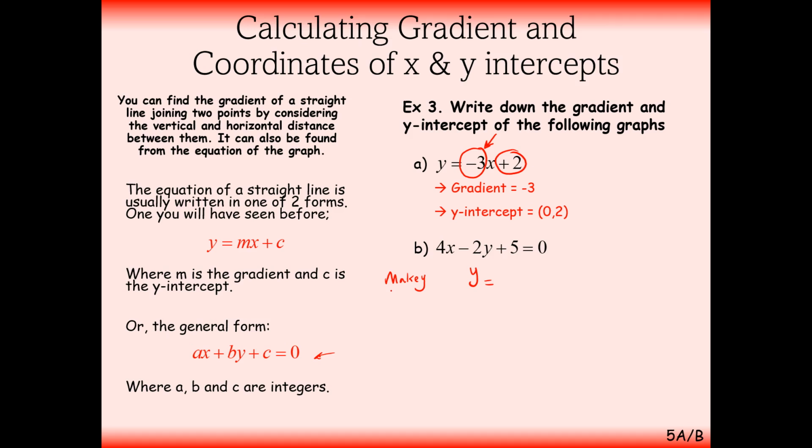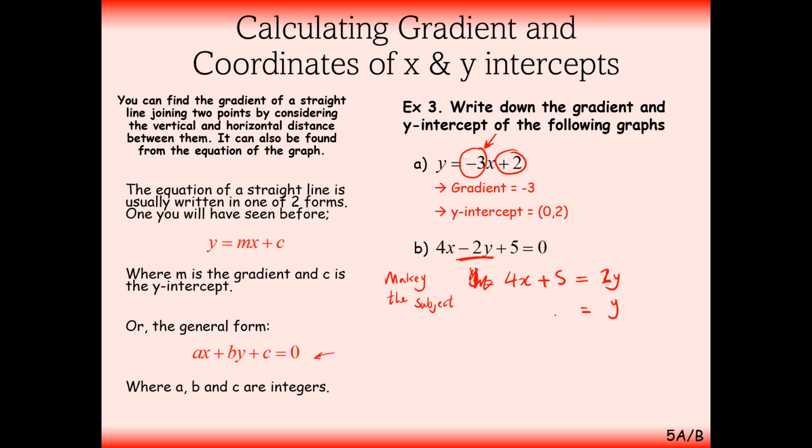That's the skill you had to learn in the prior knowledge test: making y the subject. So let's start with the 4x. Let's keep 4x and 5 on the left and add 2y to the right, because I see there's a negative in front of the y, negative 2. I add it to the right and then divide by 2.